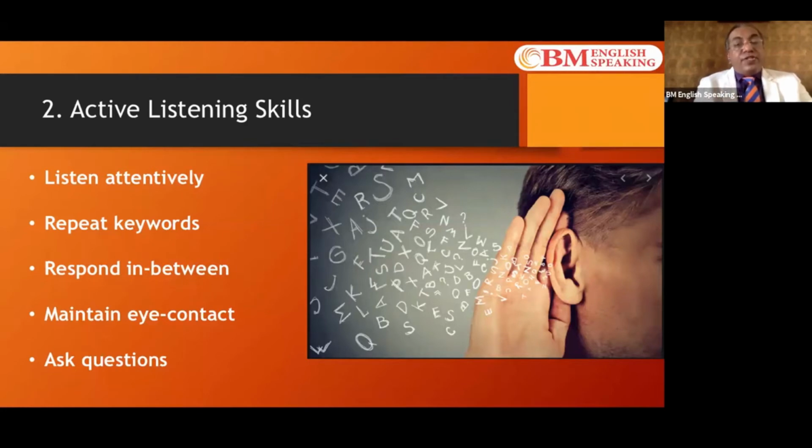Also, when you have a face-to-face interaction, always make sure that you're maintaining eye contact with the person who is speaking, right? This helps you to listen very carefully and absorb more information because there is lip movement happening and there is body language with which you are absorbing the information and also the words. So make sure that you maintain eye contact.